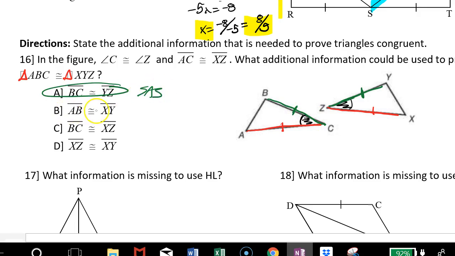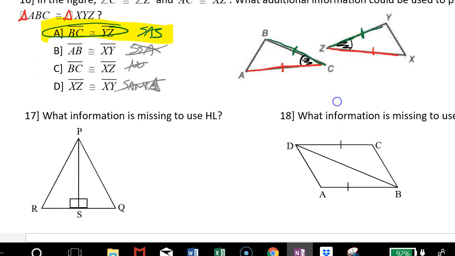Taking a look at the other pieces, AB and XY, that would give us side, side, angle, which does not work. BC congruent to XZ. BC is one of the pieces we wanted, but we don't want it to be congruent to those pieces already there, so that doesn't make any sense. And then XZ congruent to XY. Those are on the same triangle, so that doesn't even make any sense why I would set those pieces equal. So all of those fail. Answer choice A for us there.